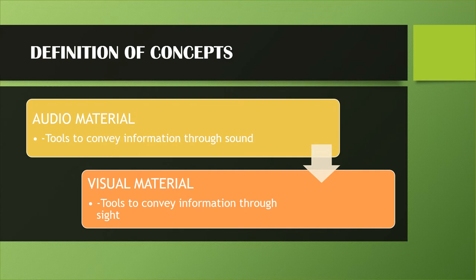Definition of concepts. Audio material: tools to convey information through sounds. One example of this is speakers. So these speakers are one way to convey information to our audience or our students for them to be able to hear what the topic is or what we are saying. Visual material: tools to convey information through sight. For example, visual aids, charts, or anything that the students will be able to see in front of them.